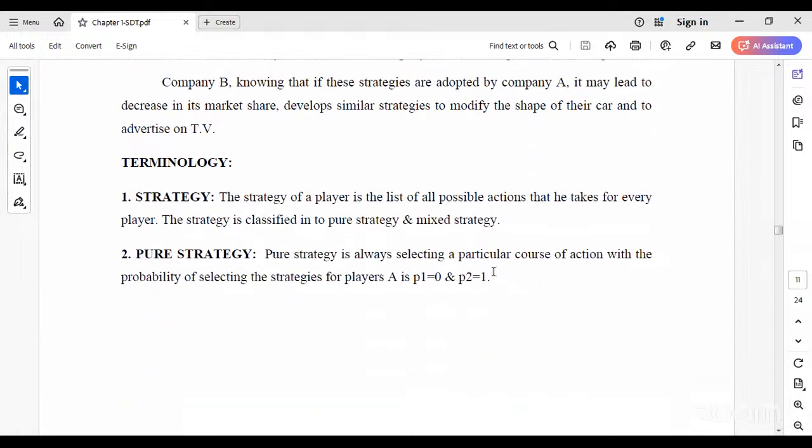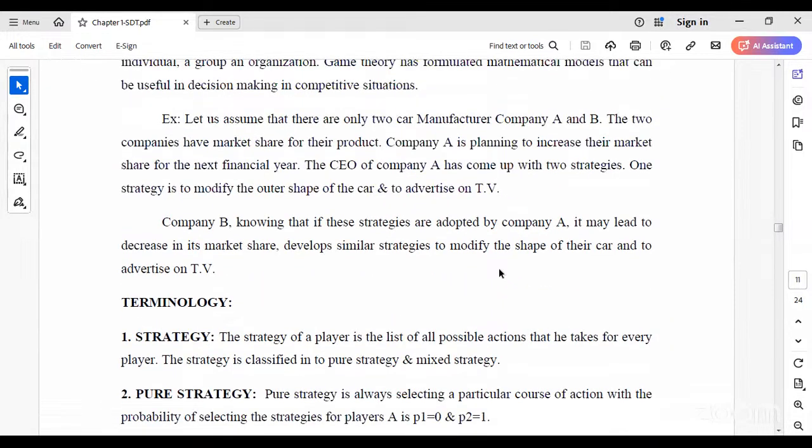Then next one is the terminology. So here company A is planning, what are they planning? To increase the market share. They will go for modifying the outer shape of the car and advertising on TV. Company B, knowing that if these strategies are adopted by company A, it may lead to a decrease in its market share, develops similar strategies to modify the shape of the car and go for advertisement on the TV.